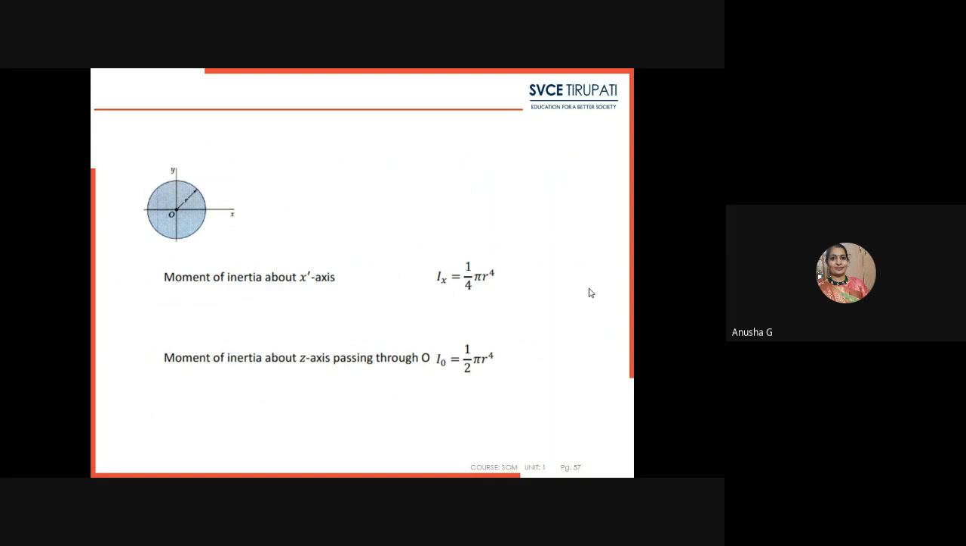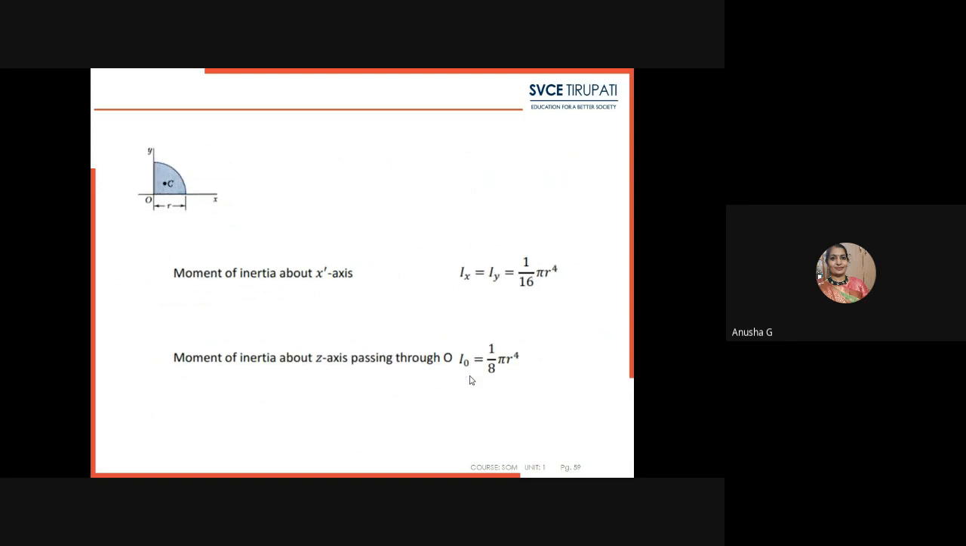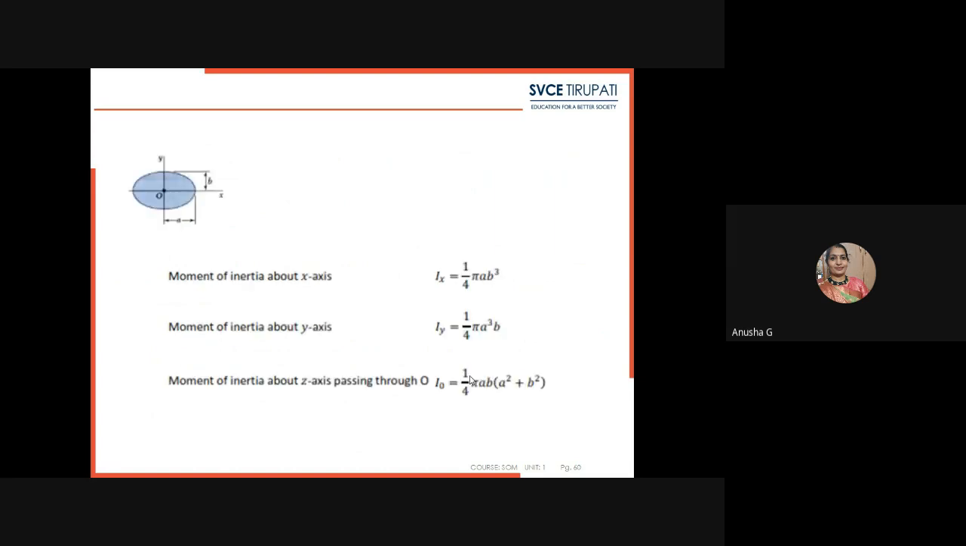Similarly, for a circular shape, Ix equals pi r power 4 by 4. For the z-axis, I naught equals pi r power 4 by 2. For a semicircle, pi r power 4 by 8. Similarly, for the z-axis, pi r power 4 by 4. For a quarter circle, pi r power 4 by 16 has to be considered. And for an ellipse, Ix equals pi a b cubed by 4, Iy equals pi a cubed b by 4, and in the z direction, pi a b by 4 into a square plus b square.